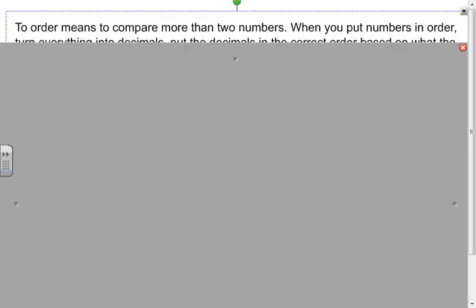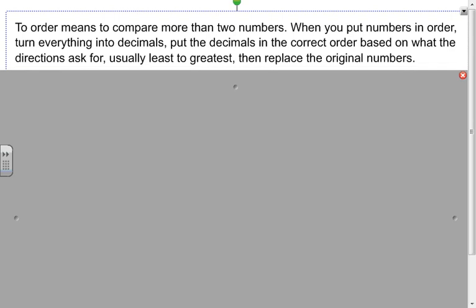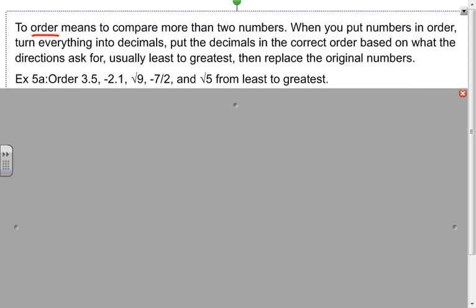Sometimes they're going to ask you to look at more than two numbers. Order means comparing more than two numbers. When you put numbers in order, turn everything into decimals first. Put the decimals in the correct order based on what the directions ask for. Usually they're going to say to go from least to greatest. Then remember at the end, plug in your original numbers. You have to have the same numbers in the question that you do for your answer. Here's what that would look like.